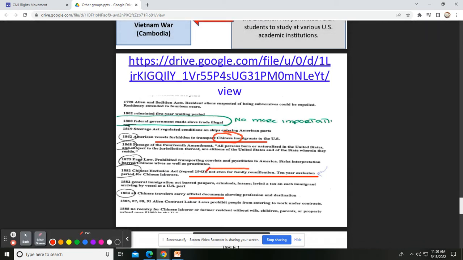And they say not even for family reunification, which meant if you showed up to build that railroad in the 1800s and you were going to send for your family, this says you cannot send for your family. So here's your family, you have your wife, you have your kid. Not even for family reunification would put you in a position where you would either have to not see your family again or you would have to go back. And so the whole goal here is to restrict immigration.